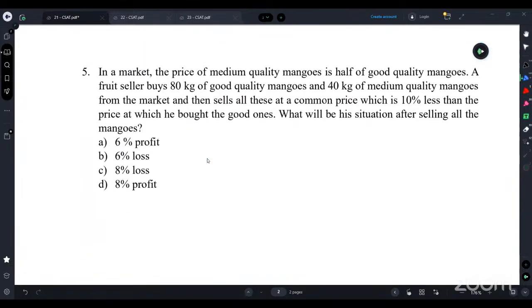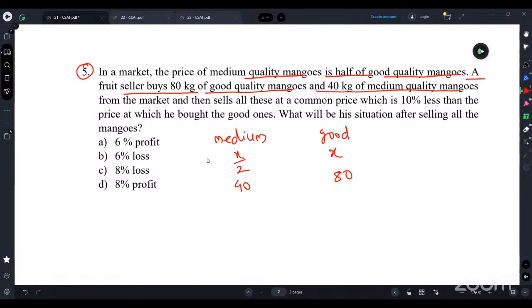Let's see the next question, guys. Next question says, in a market, the price of medium quality mangoes is half the price of good quality mangoes, right? Let's say we have medium quality mangoes here and good quality mangoes here. So if I consider the price of good quality mangoes as x, then for medium quality it will be x by 2, right? A fruit seller buys 80 kg of good quality mangoes and 40 kg of medium quality mangoes, right?